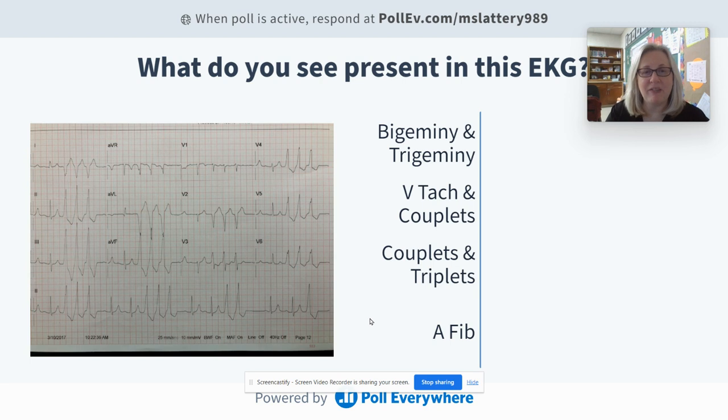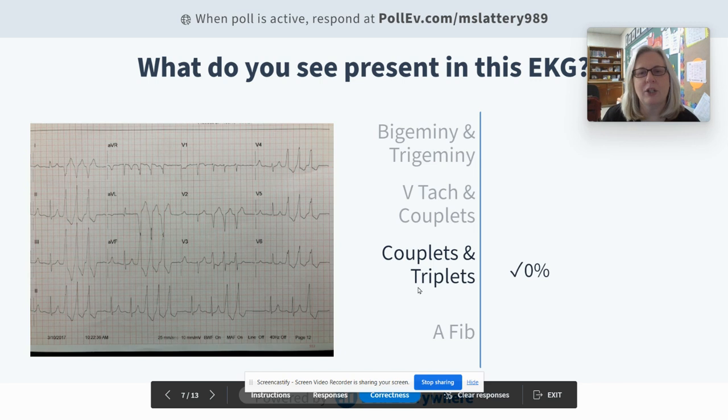These are definitely groups of PVCs that you can see together. If you look at that rhythm strip at the bottom, you can see a couple different things going on down there. If you want to keep guessing, pause right now because I'm going to give you the answer.